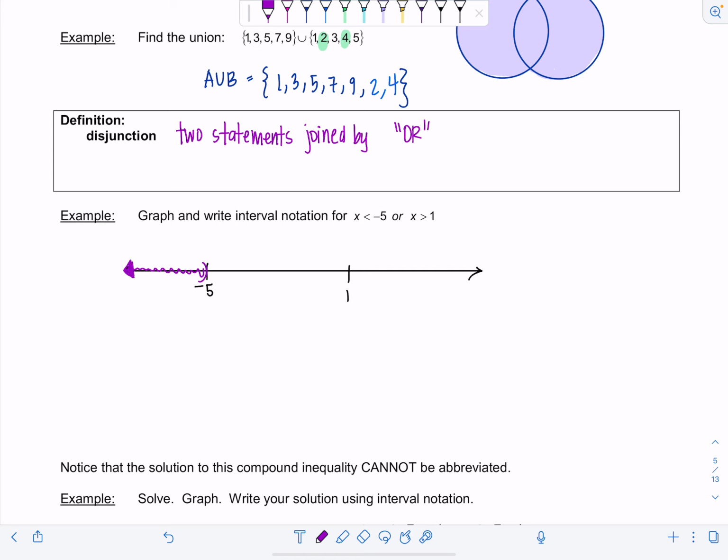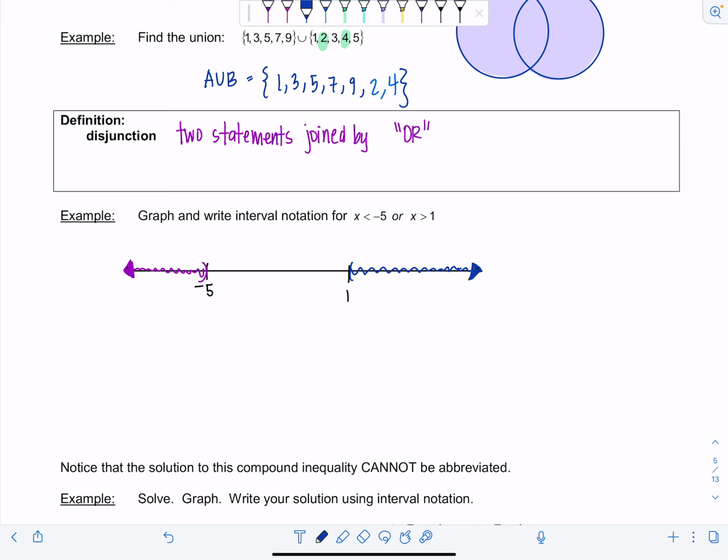Include that arrow. Beautiful. Or x is greater than 1. Parentheses or bracket? Very nice. And shade which way? To the right. Good. Get that arrow.